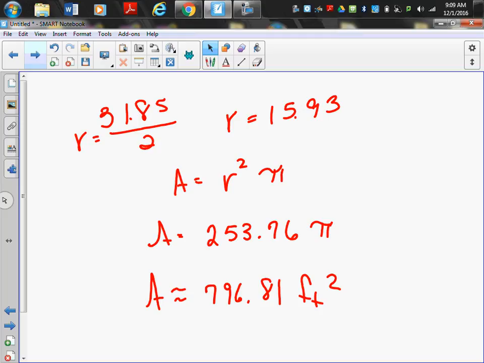How did I put the squared in there? It is the button with the x squared. That's your square.